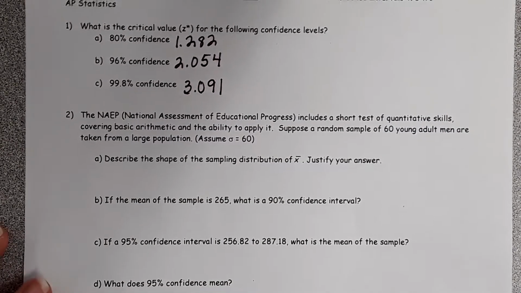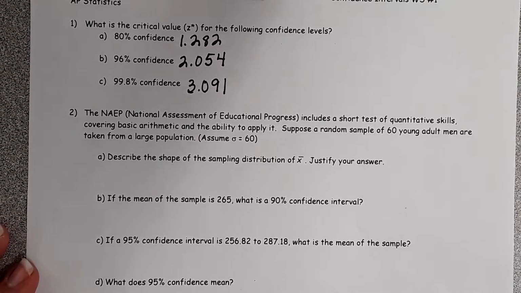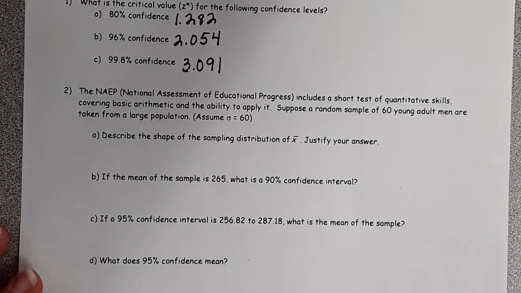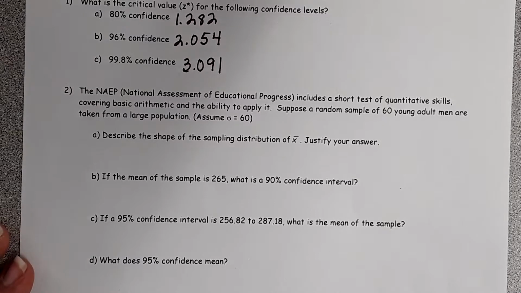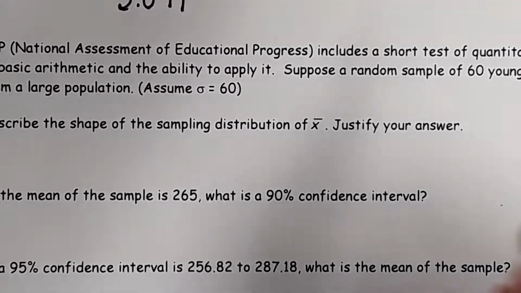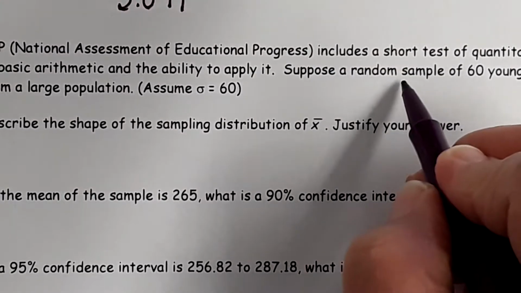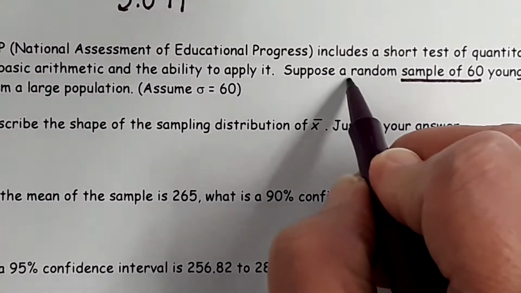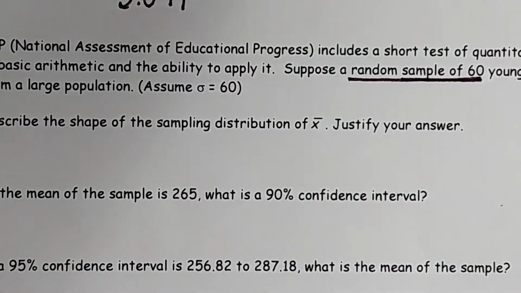The NAEP, the National Assessment of Educational Progress, includes a short test of quantitative skills, covering basic arithmetic and the ability to apply it. Suppose a random sample of 60 young adult men are taken from a large population, and we're going to assume that sigma is 60. So our sample size is 60, and it's a random sample.